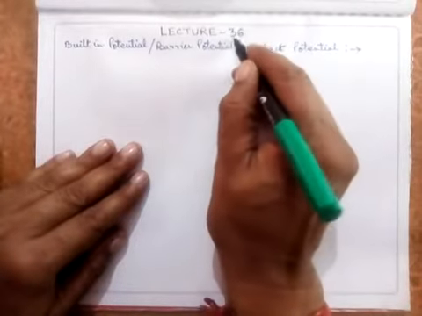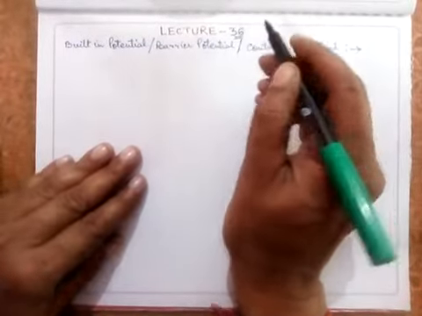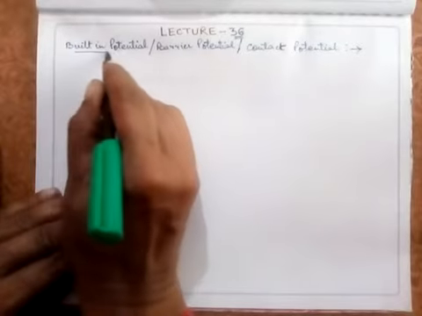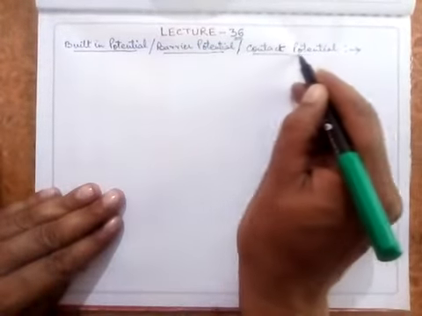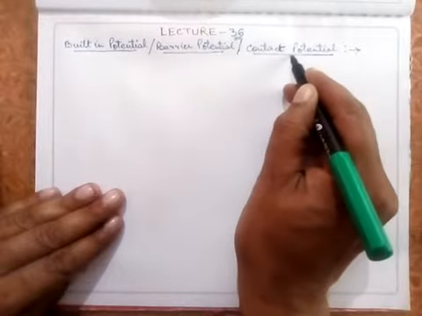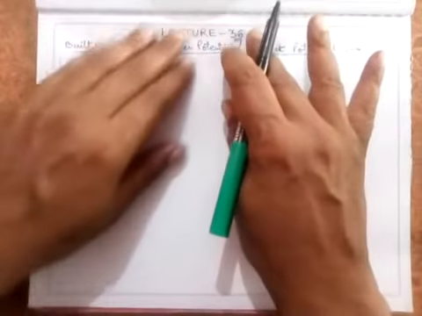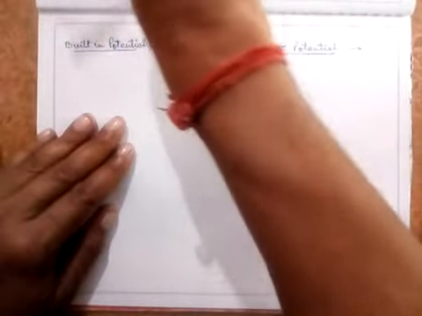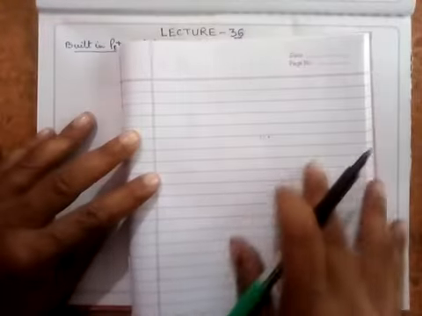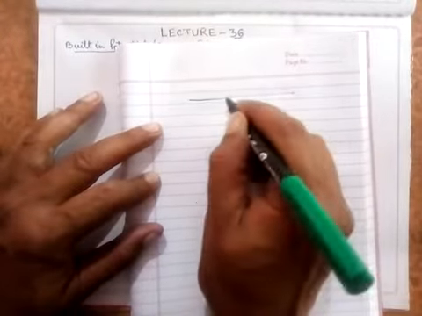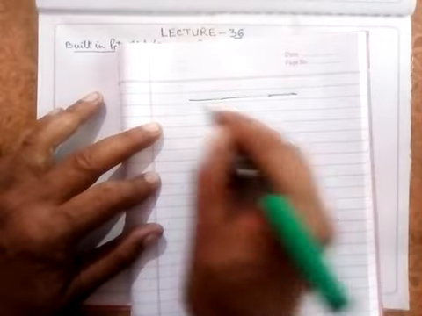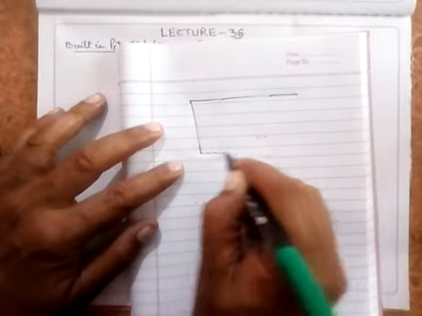This is the 36th lecture, and today I'll discuss the built-in potential, also called the barrier potential or contact potential; it is the same thing. I have already discussed this point with you in the previous lectures where I started the PN junction with you. And see, this is a PN junction, for example. Let's take this as a PN junction diode.